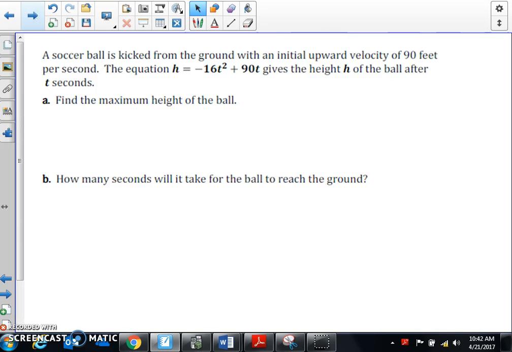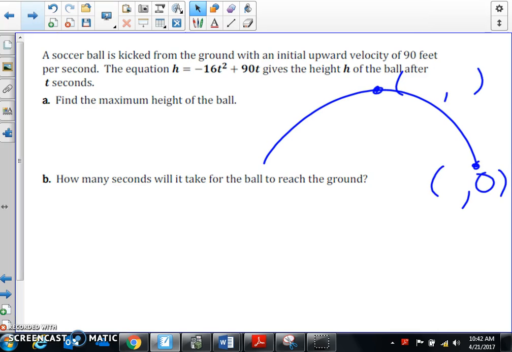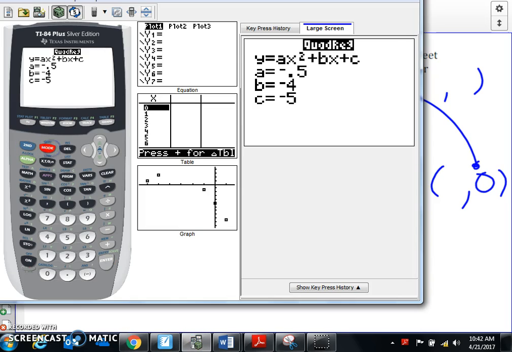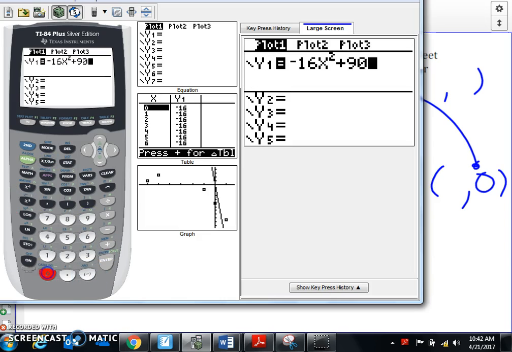So number 1, a soccer ball is kicked from the ground with an initial upward velocity of 90 feet per second. The equation is there. It gives the height of the ball after t seconds. All right, so before we even start reading what they want us to find, we're going to find these 2 points, so x and y and something 0. All we do is we plug that into our calculator. So negative 16 x squared plus 90x. So grab your calculator, second quit. Y equals negative 16 x squared plus 90x.